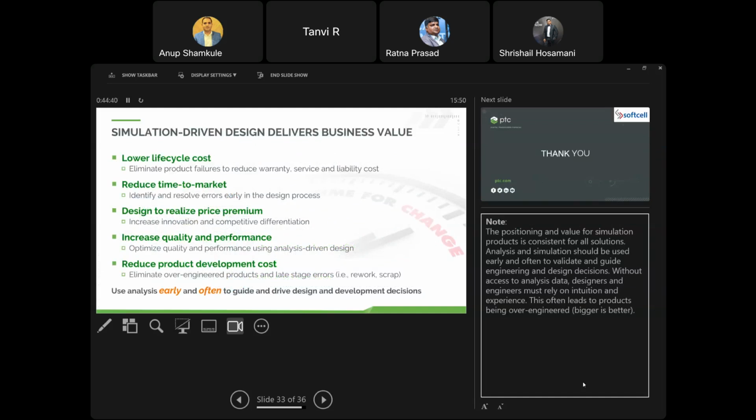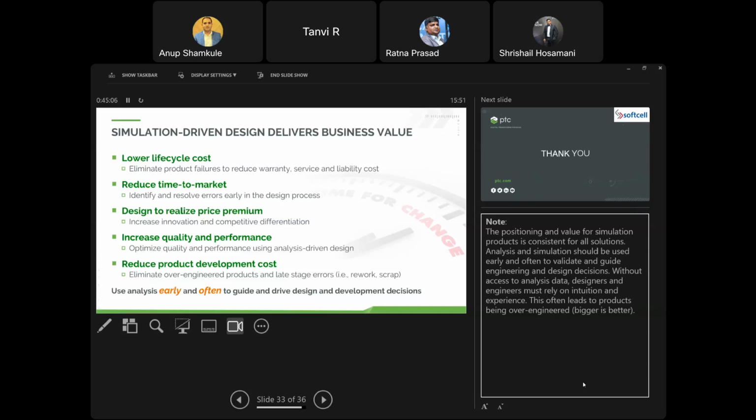So one is lower life cycle cost and reduced time to market, and at the same time it is designed to realize a price premium. So we are actually producing quality products so that we will not be compromising on the price for our products, on quality and performance, and at the same time reducing the product development cost. Okay, so this is it from my side.